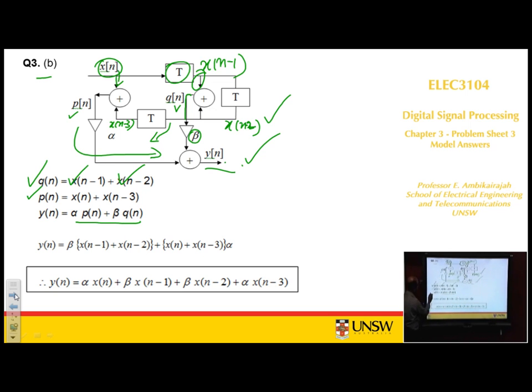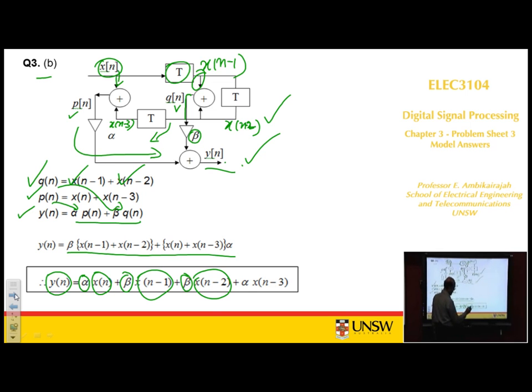So these are the three equations, all you need to do is now substitute for pn here and substitute for qn here, you get one equation. And then when you expand it, the current output equals alpha times of current input, beta times of previous input, one sample delayed, beta times of previous input, two samples delayed, alpha times of previous input, three samples delayed. So there is no feedback, therefore it's a feed-forward system.